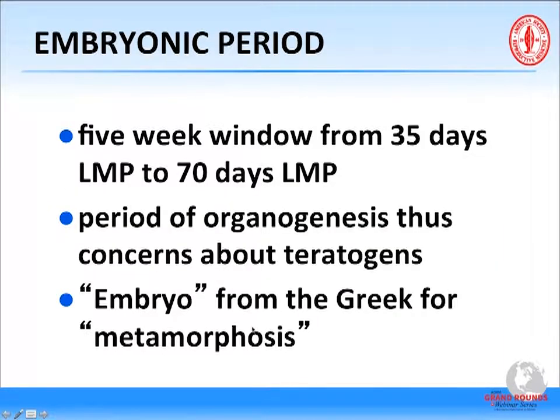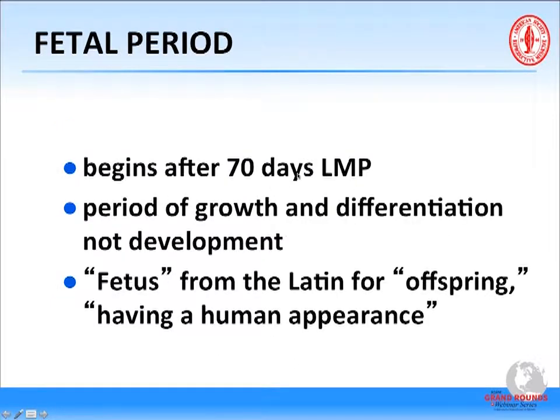Instead, we'd be better off thinking early pregnancy has an embryonic period, which is a 5-week window from 35 days LMP to 70 days LMP. It is a time of organogenesis, and thus concerns about teratogens are real. And even the word embryo comes from the Greek for metamorphosis, and we go through a tadpole-like stage complete with a tail. The fetal period begins at 70 days LMP, not 12 weeks, that's 10 weeks. It is a time of growth and differentiation, not organ system development. And even the word fetus comes from the Latin for offspring, or having a human-like appearance.